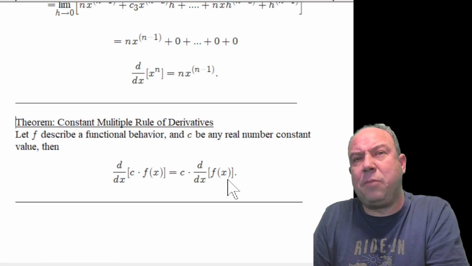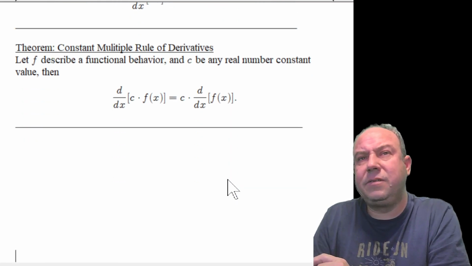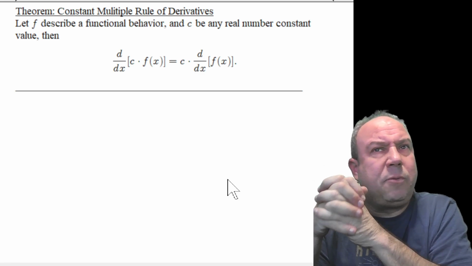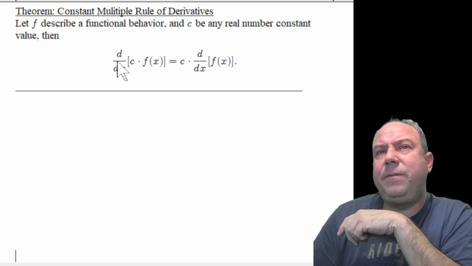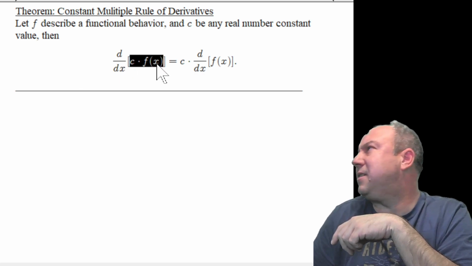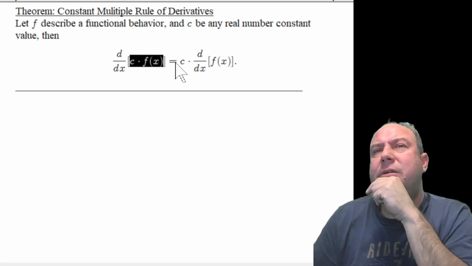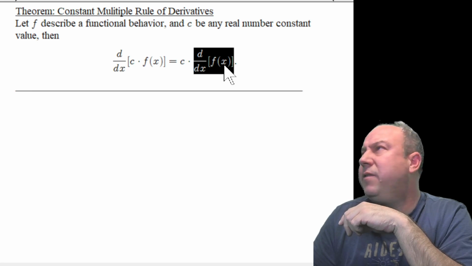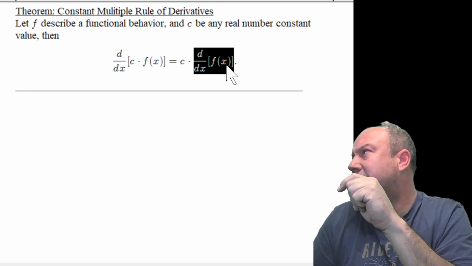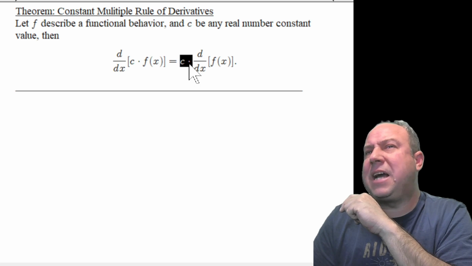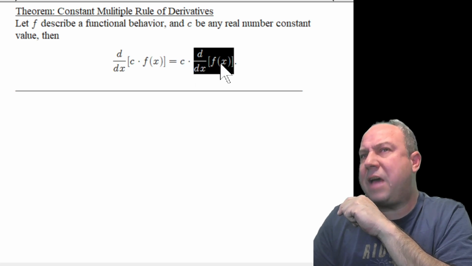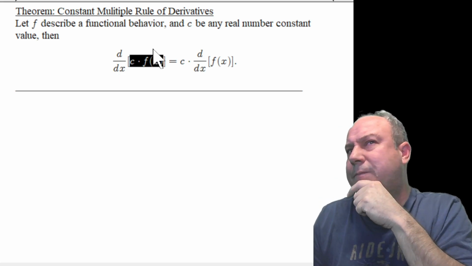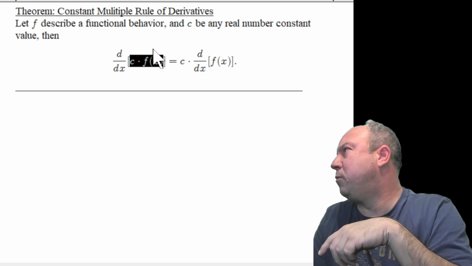It's also called the constant multiple rule of derivatives. Let's bring this up. All right. Essentially, the constant multiple rule says that if you have the derivative for some constant times a functional behavior, then you can factor out that constant multiple from the derivative of that function. Right? The constant becomes a constant multiple of the derivative for that function if you're looking at the derivative for the constant multiple of that function. Right? That's called the constant multiple rule.